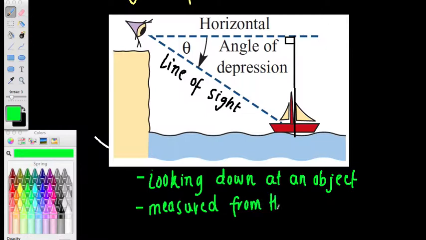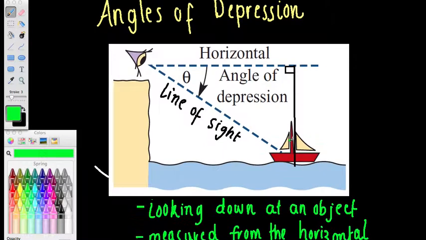From the horizontal. Let's put that in there as well. The reason I'm emphasizing that is one of the common mistakes when you're drawing these diagrams is to put the angle of depression in here. Can we see that there is the vertical? That is a vertical line. By putting the angle in there, you're actually measuring it from the vertical to the line of sight, and that's not correct. The angle of depression will always be measured from the horizontal.